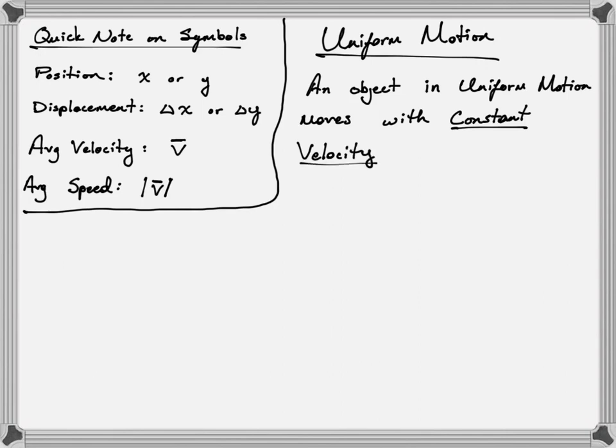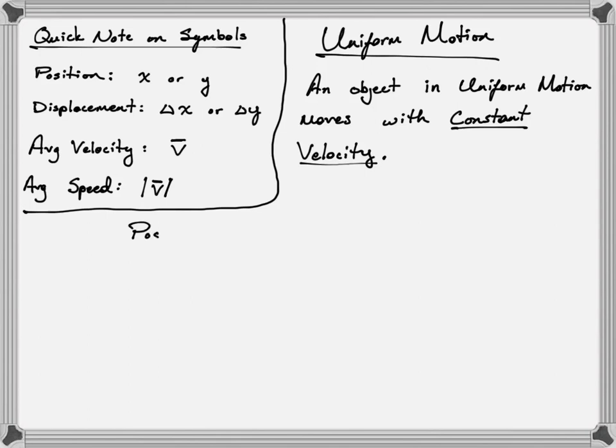Okay, nothing too complicated about that. Uniform motion means a constant velocity. All right, so if we're looking at, say, an object, we're watching a car drive down the road or watching somebody run track, for example, and we want to graph that motion.